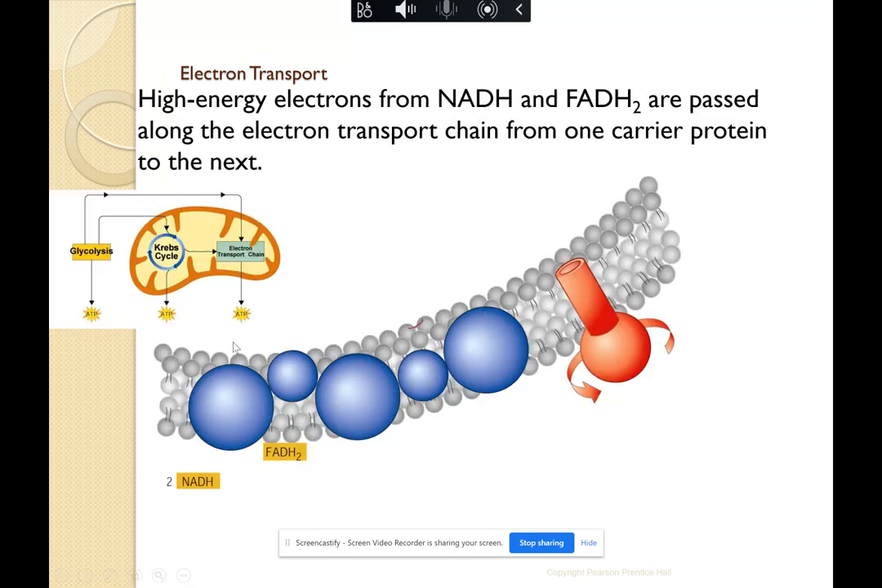Okay. This is what we consider the electron transport chain. This is a series of proteins in the mitochondrial membrane that will accept and carry the electrons from these electron carriers, right? So these guys come here and they basically break apart. The electrons that come off of these will go through these carrier proteins.